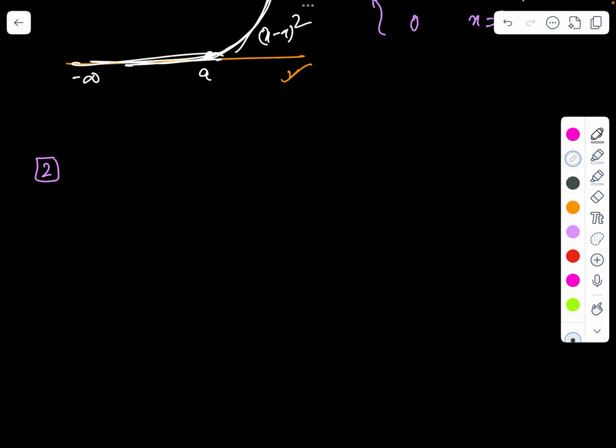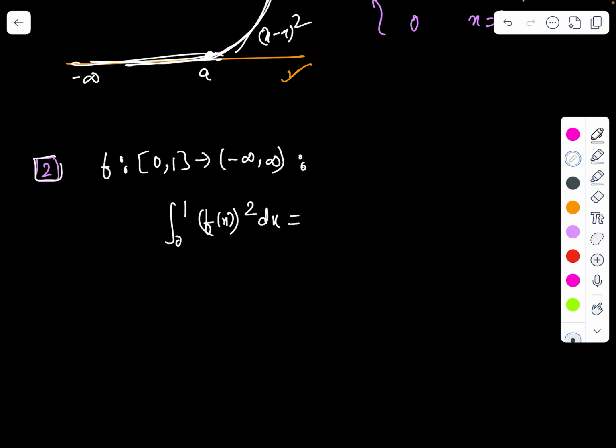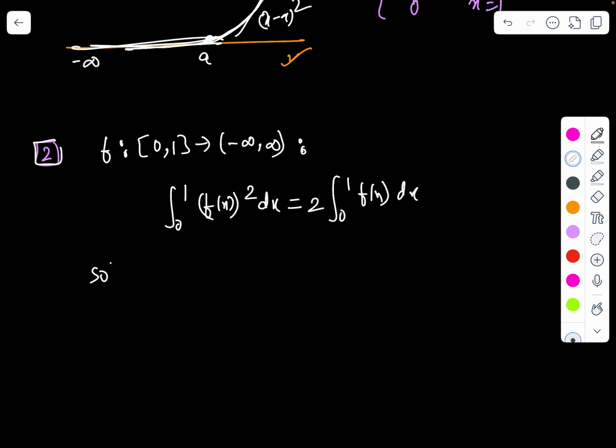Let's try the second question in our series. You have to find the number of continuous functions f from 0 to 1 to minus infinity to infinity such that the integral from 0 to 1 of f of x whole square dx equals 2 times the integral from 0 to 1 of x dx. Now this is quite interesting because you don't know about any function and neither can you use Leibniz rule. And remember, we want continuous functions.